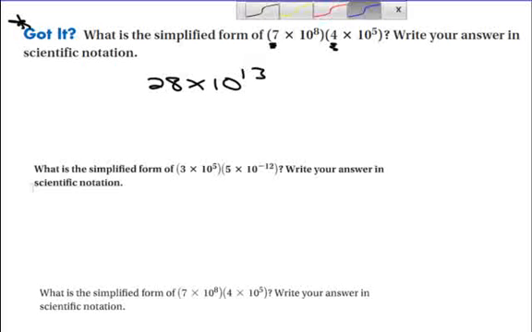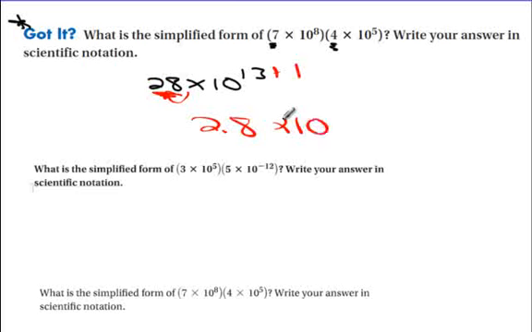Now we have to think back and think, well, doesn't this a value have to be something special? Yeah, it has to be between 1 and 10. It is too big by one place, so I'm going to add 1 here. So 2.8 times 10 to the 14th.